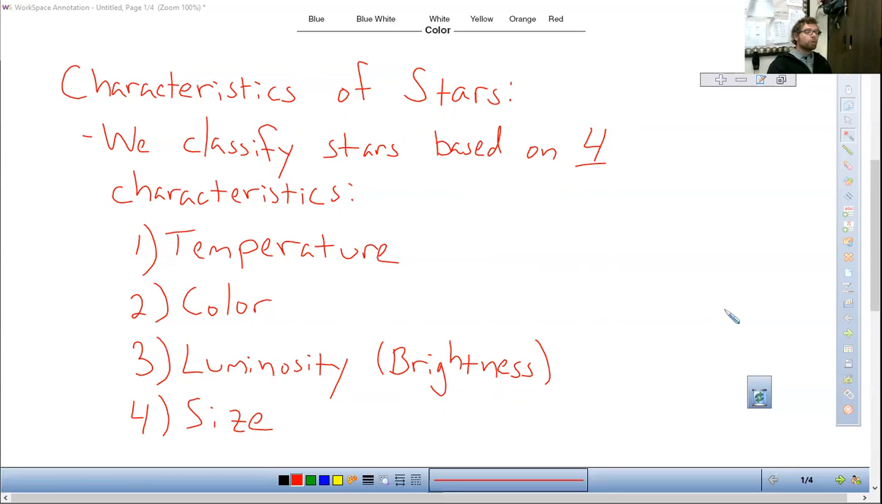An HR diagram only tells you those four things. It does not tell you anything more. It does not tell you anything less. It tells you exactly these four things. And when we're studying stars, these are really the most important things anyway.